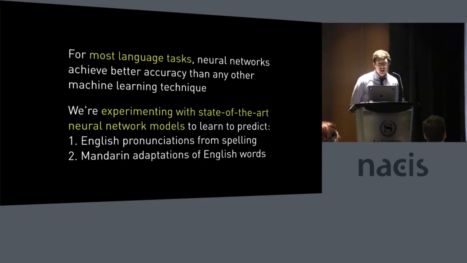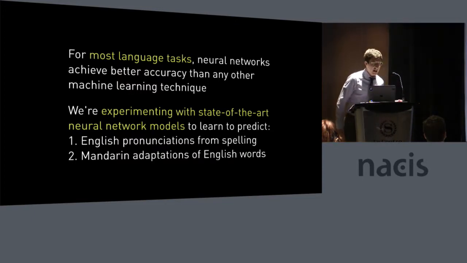So for most language tasks, neural networks achieve better accuracy than any other machine learning technique, and that's why we're experimenting with state-of-the-art neural net models to learn to do these difficult prediction tasks.